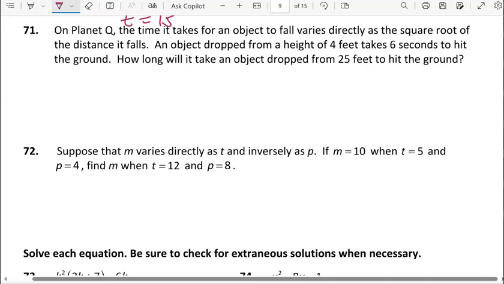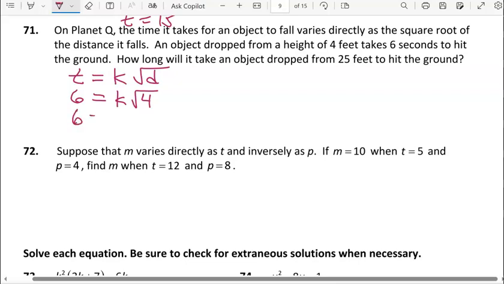In 71, we have a direct variation question. On planet Q, the time it takes for an object to fall varies directly as the square root of the distance it falls. So I'm just going to write an equation from that. Time varies directly, so t equals k times the square root of the distance that it falls. Now we have some other information that's going to help us find the value of k. So the object is dropped from a height of 4 feet, so that means the distance is 4 feet, and it takes 6 seconds to hit the ground, so that means that t is 6 seconds.